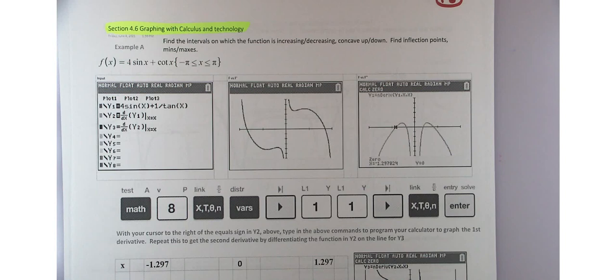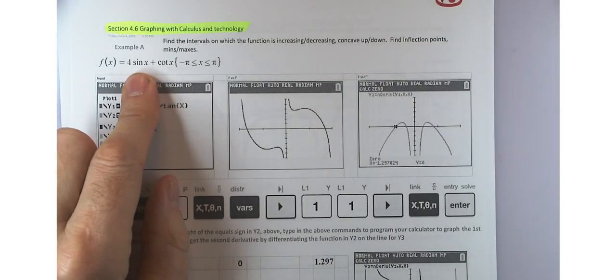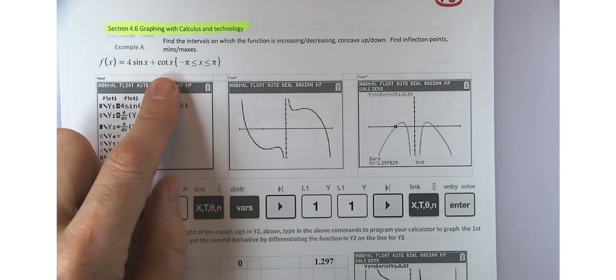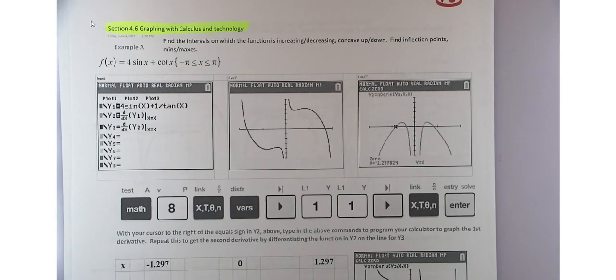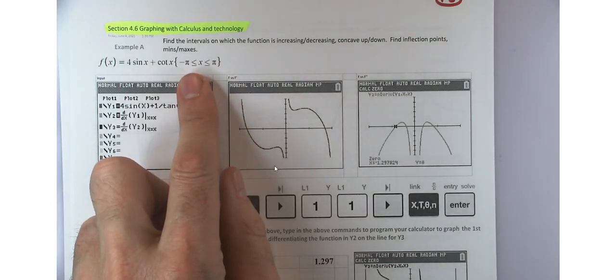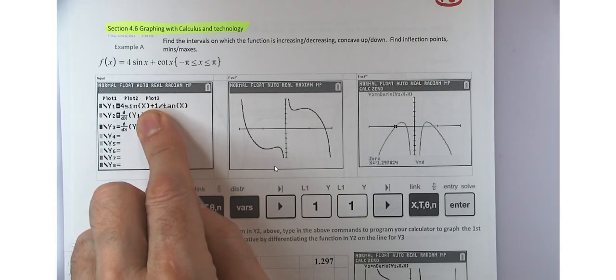So we're going to do an example where we start blending our use of technology with our knowledge of calculus. In particular, we're going to work with the graph of 4 sine x plus cotangent of x in the interval negative pi to pi. So that's giving you your window setting in the x direction. But let's first plug in the function.